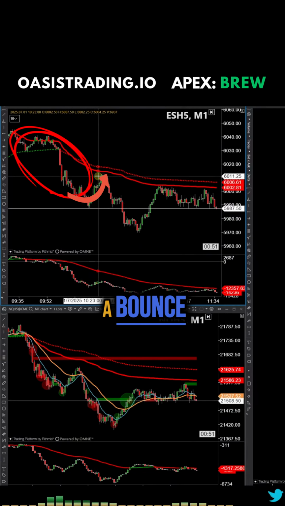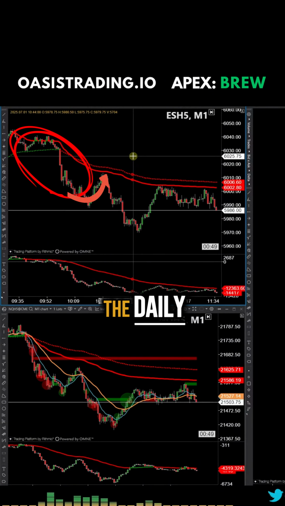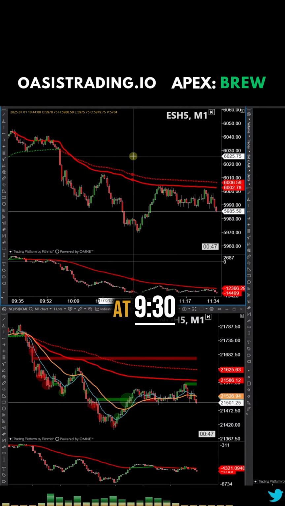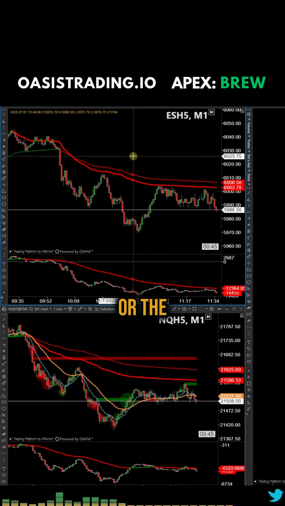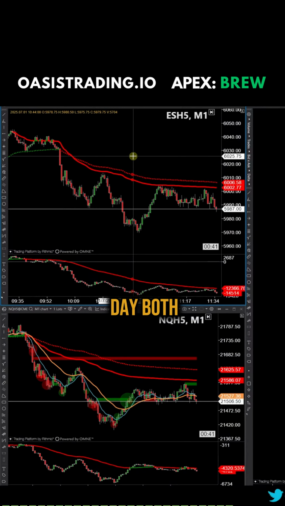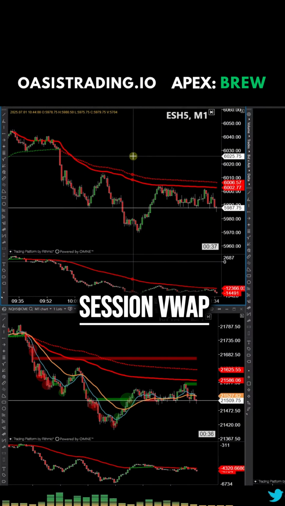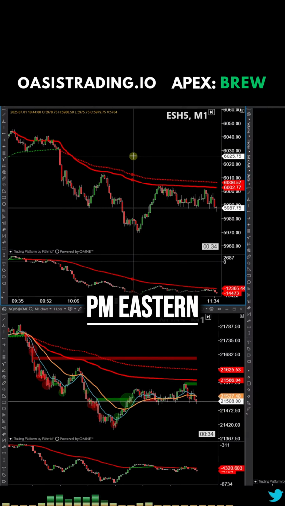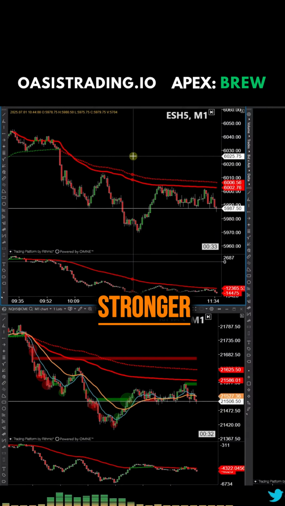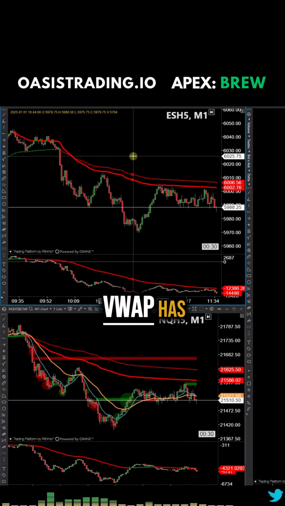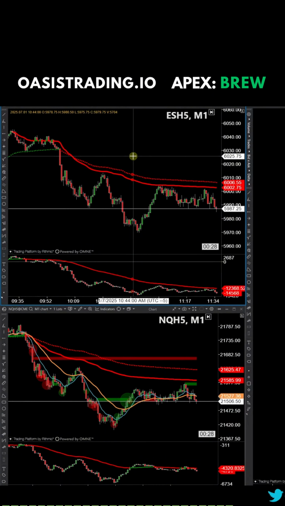We want to see a bounce back into VWAP. This can be either the daily VWAP that starts at 9:30 in the morning or the session VWAP that starts at 6 p.m. Eastern the prior day. Both of those VWAPs can be traded. Now, typically, I do say the session VWAP, the one that starts at 6 p.m. Eastern the prior day, is stronger because that VWAP has more data, right?